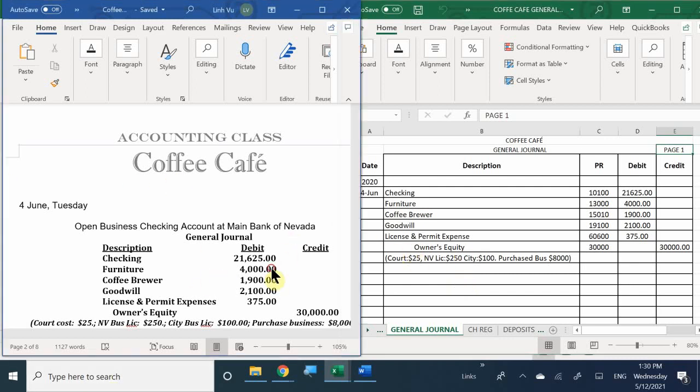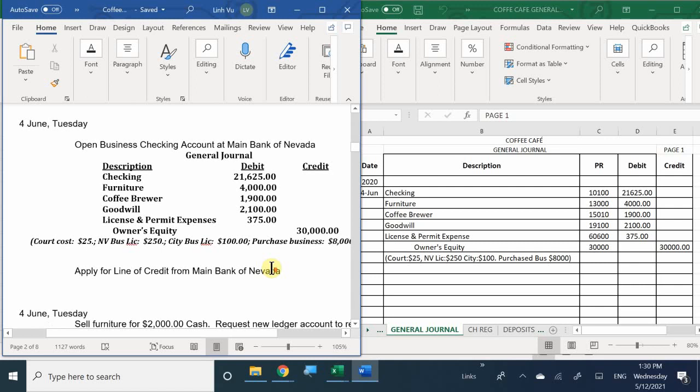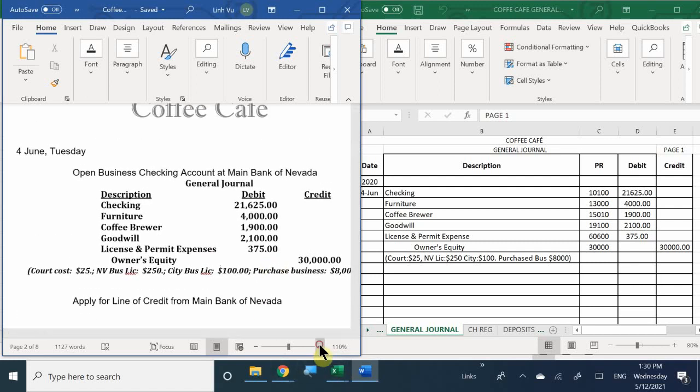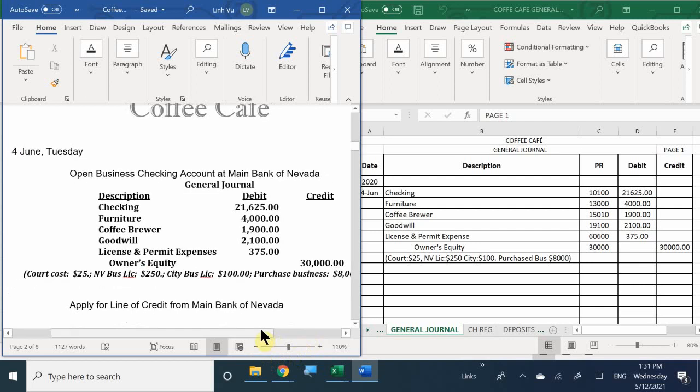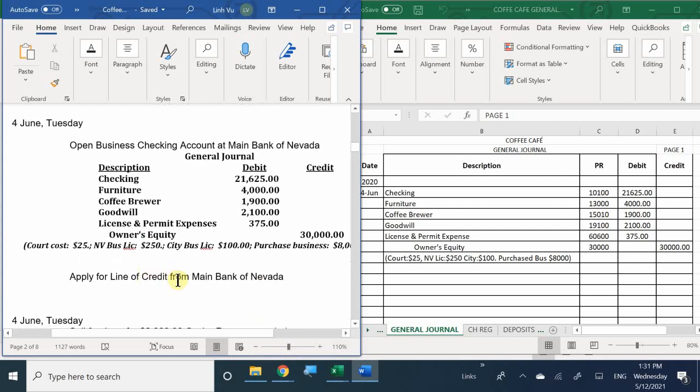We've made it clear. So here is the next thing that we have on the list. The very same day, but this time we end up applying for a line of credit from the bank, from the main Bank of Nevada. So here, is this a transaction that we should journalize? No, because we just applied for it. We didn't get anything yet. Correct. Good. It's just a simple application.